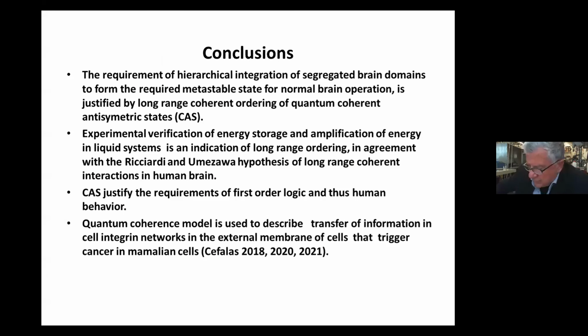We choose in the conclusions not to present detailed results, but to give an overall view of the whole picture. So, if I can summarize, the conclusions are the following. The requirement of hierarchical interaction of segregating brain domains to form the required metastable state for normal brain operation is justified by long-range coherent ordering of quantum coherent antisymmetric states.